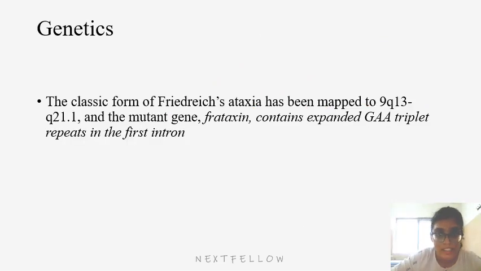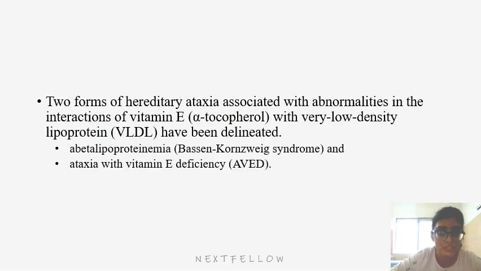The classical form of Friedreich's ataxia has been mapped to 9q13-q21.1, and the mutant gene frataxin, again an important MCQ, contains expanded GAA triplet repeats in the first intron. Two forms of hereditary ataxia associated with abnormalities in the interaction of vitamin E alpha tocopherol with very low density lipoproteins have been delineated: abetalipoproteinemia, that is Bassen-Kornzweig syndrome, and ataxia with vitamin E deficiency. So these two names you are supposed to remember. You are also supposed to remember that both forms are clinically indistinguishable.